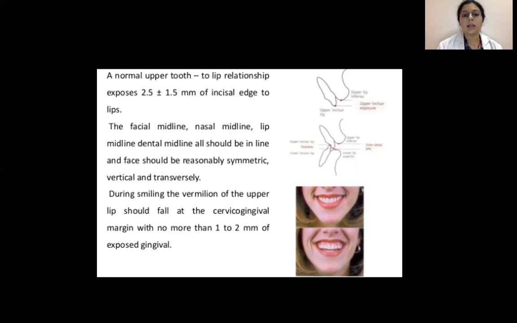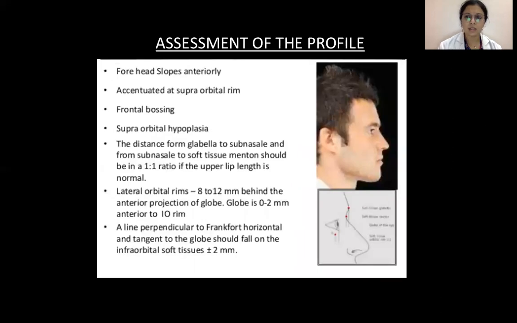During smiling, the vermilion of the upper lip should fall at the cervicogingival margin with no more than 1 to 2 mm of exposed gingiva. Coming to the assessment of the profile, the forehead should slope anteriorly, accentuated as supraorbital rim, frontal bossing, supraorbital hypoplasia. The distance from the glabella to subnasal and from the subnasal to the soft tissue menton should be in a 1:1 ratio if the upper lip length is normal.